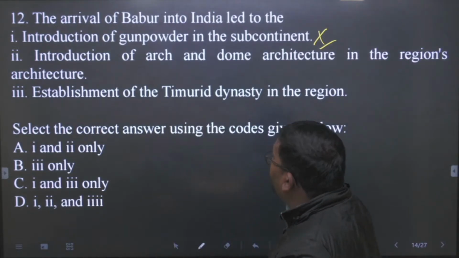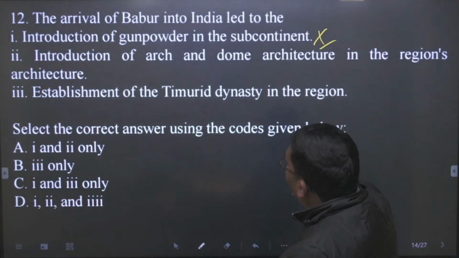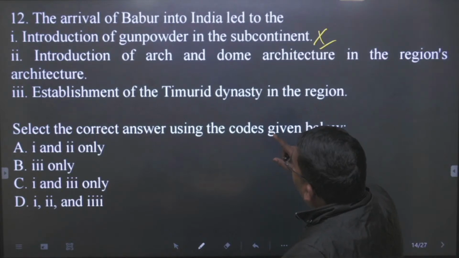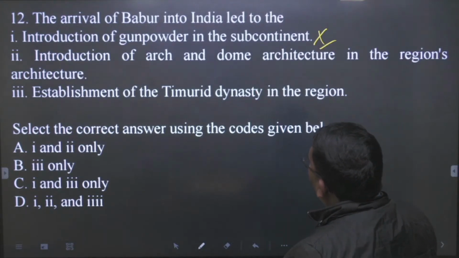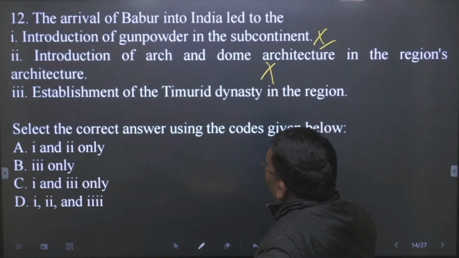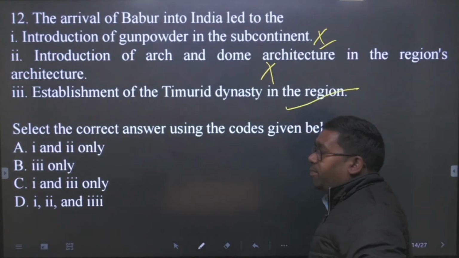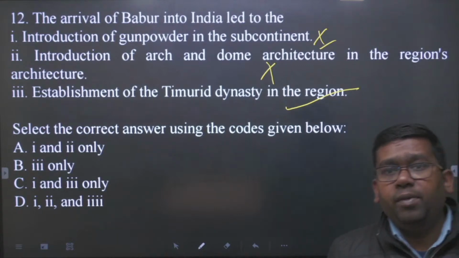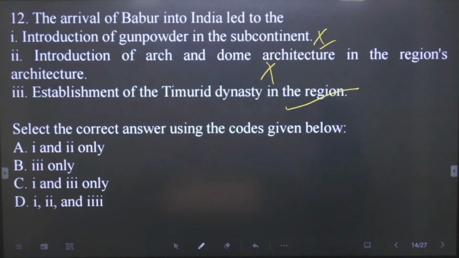Then, introduction of the arch and dome architecture in the region. That means arch and dome came to India. No, it was brought by Iltutmish only. So this will also be false. And then, establishment of the Timurid Empire. Yes, he established the Timurid Empire. So this statement will be true. So only 3 will be the answer to this question.